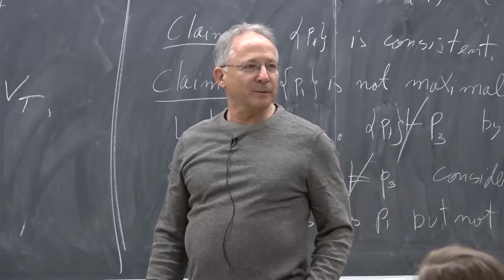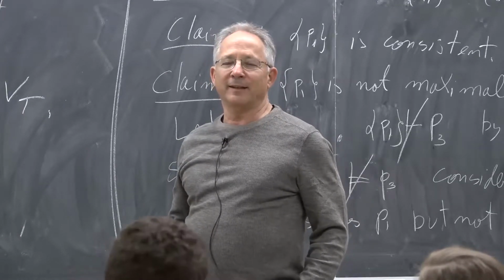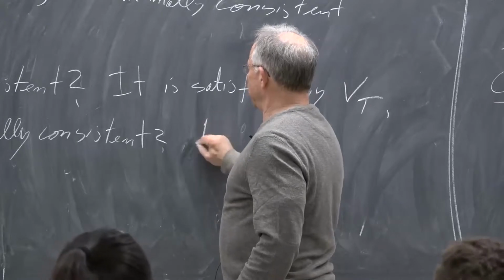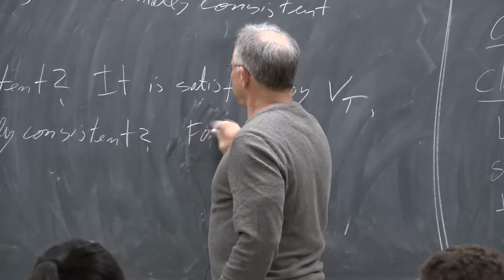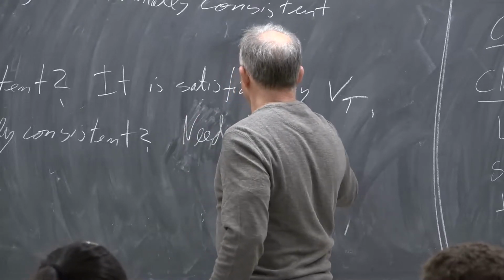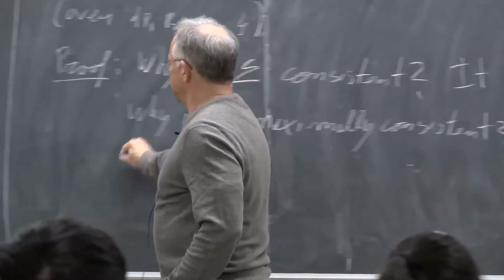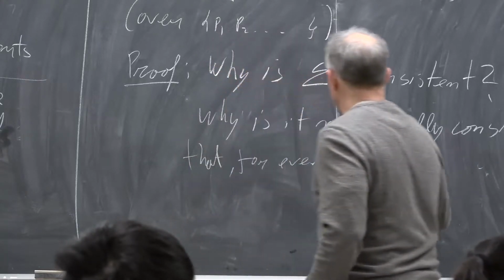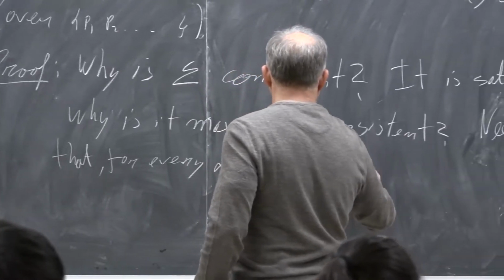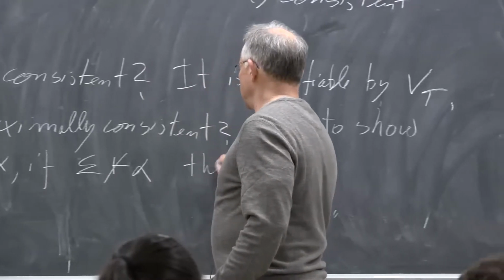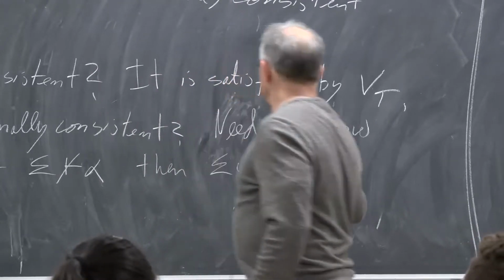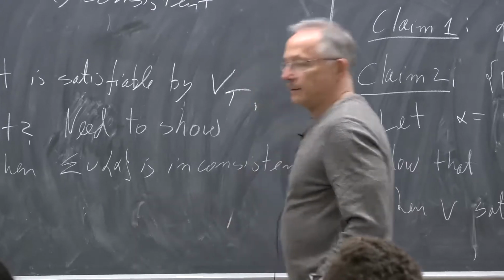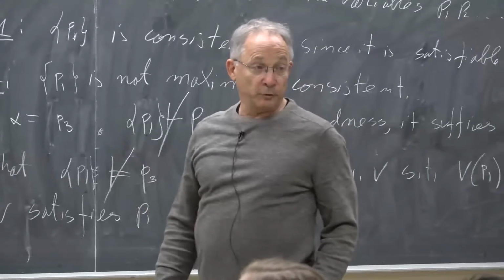If it's maximally consistent, we have to show that whenever there is an alpha that it cannot prove, we want to show that for every alpha, if sigma cannot prove alpha, then sigma union alpha is inconsistent. Right? That's the definition of maximal.